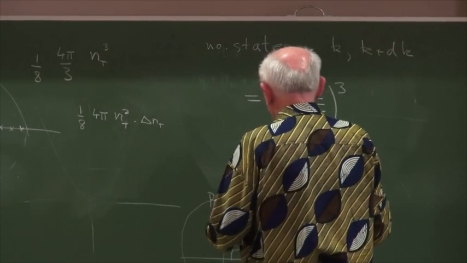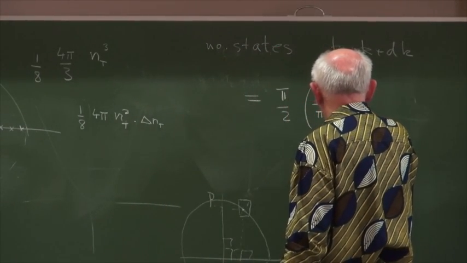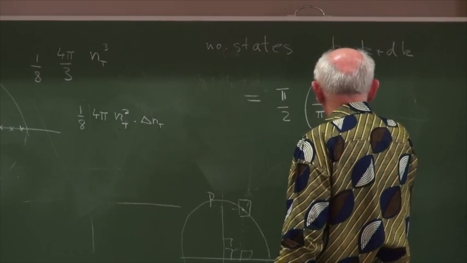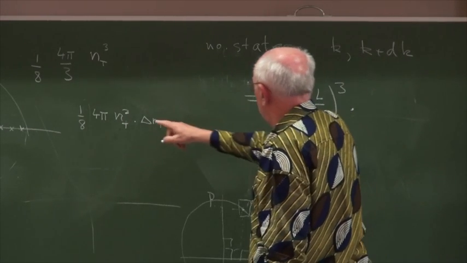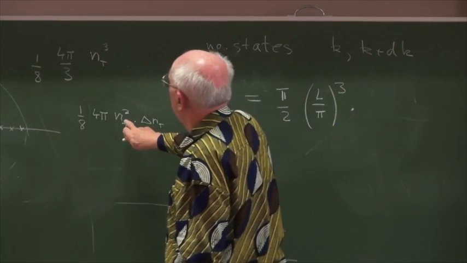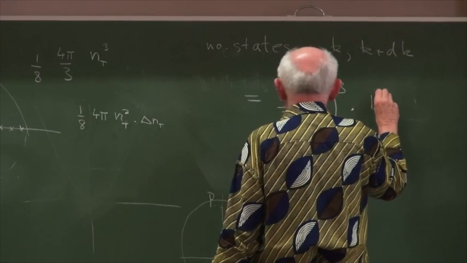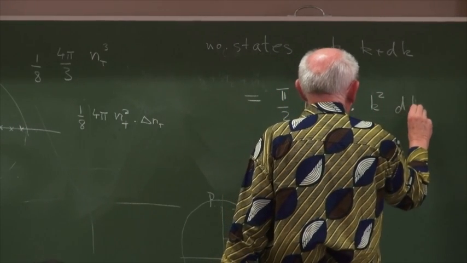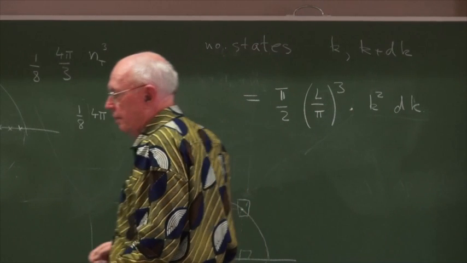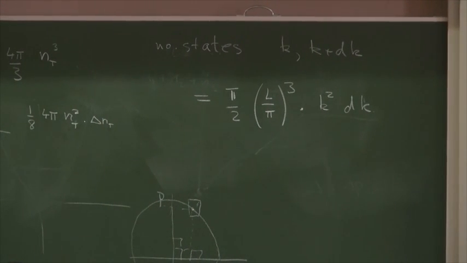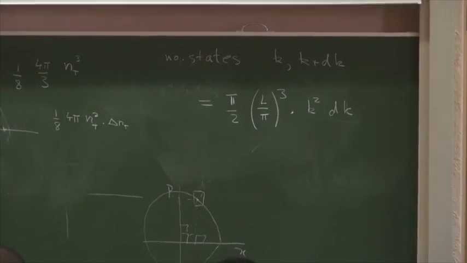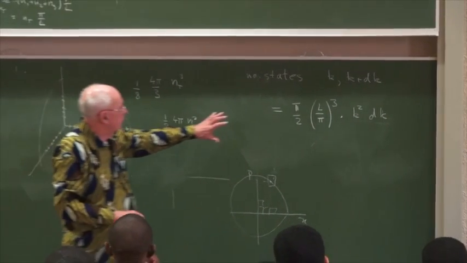And then I have there k squared dk. Is that correct? Check me, please. 4 pi k squared dk. Yeah, that is the number of states that fall into it.